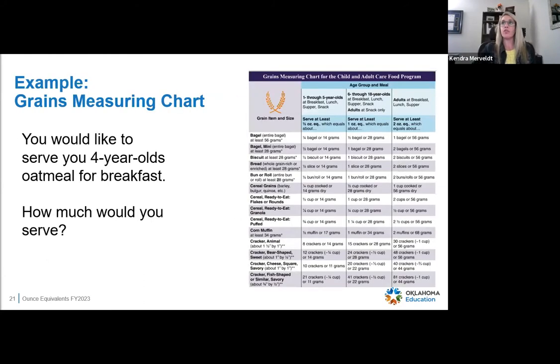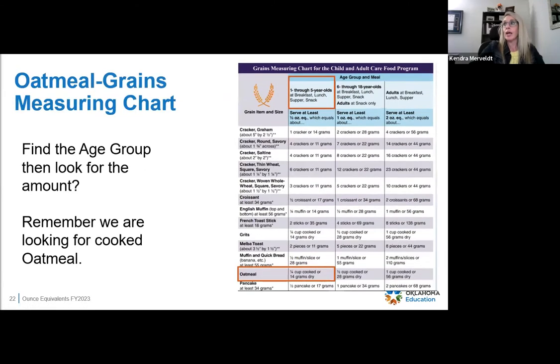For instance, in this example right here, you have 4-year-olds. It is broken up into 1 to 5-year-olds, 6 through 18, and then adults, because we have an adult daycare program. So if you want to serve oatmeal to 4-year-olds, you would come down here and search for oatmeal, in the same column. It states that you need a 1/4 cup cooked or 14 grams dry. So this is a very handy sheet. The one thing it's always going to tell you is you need "or."